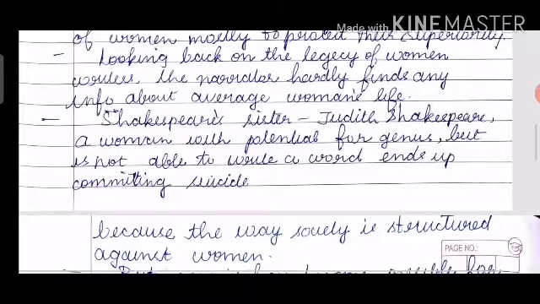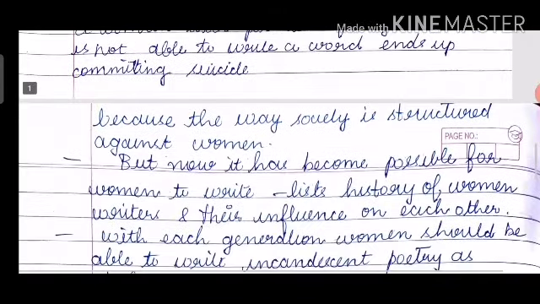Virginia Woolf imagines a character called Judith Shakespeare, who is Shakespeare's sister. She says she is a woman with potential for genius, but is not able to write a word and ends up committing suicide because of the way society is structured against women. But now it has become possible for women to write.